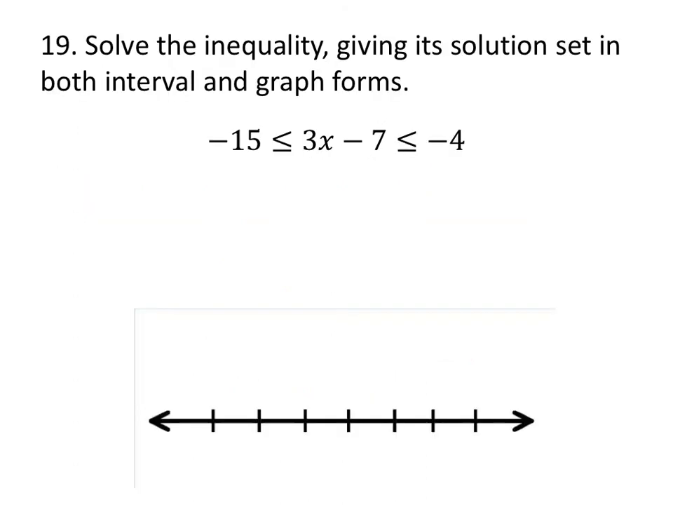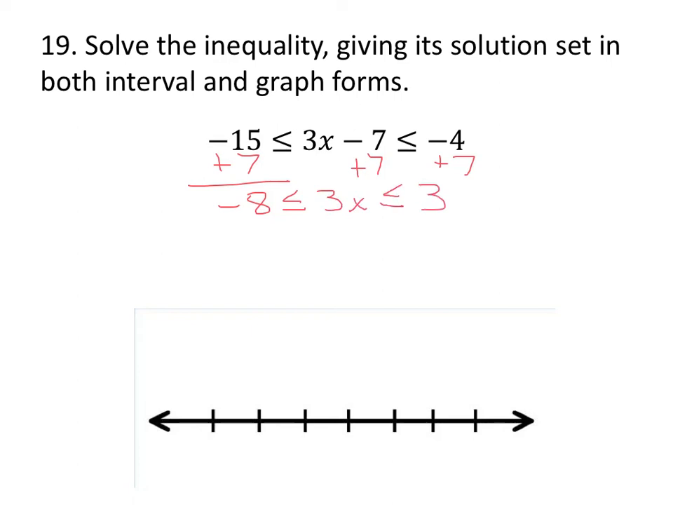This is a three-part inequality. Negative 15 is less than or equal to 3x minus 7, which is less than or equal to negative 4. So you use the same tools to solve for x, but you have to do it to all three parts of the inequality. For instance, you need to get x by itself, so we're going to add 7 to all parts, and we get negative 8 is less than or equal to 3x is less than or equal to 3.